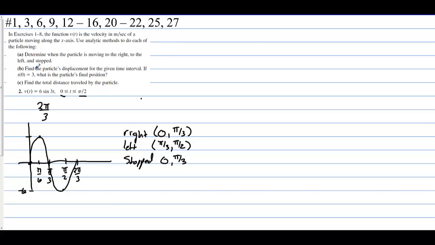In letter B, we want to find the particle's displacement for the given time interval. And then, if s of 0 equals 3, what is the particle's final position? So we want to find the displacement. That is the integral from 0 to pi over 2 of v of t dt. And the integral of v of t is, let's see, negative 2 cosine of 3t. And we'll evaluate that from 0 to pi over 2.